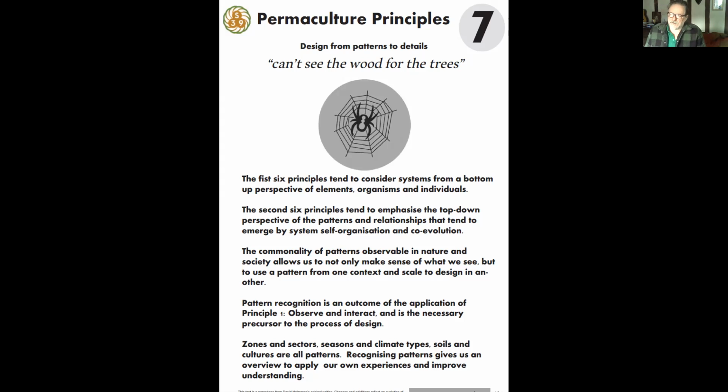So the icon is a spider in a web, and of course, universally recognizable. Whenever you see a spider in a web, you say, aha, there is a spider. And you can say that quite confidently because you've seen one before. However, and importantly, every spider's web is different.